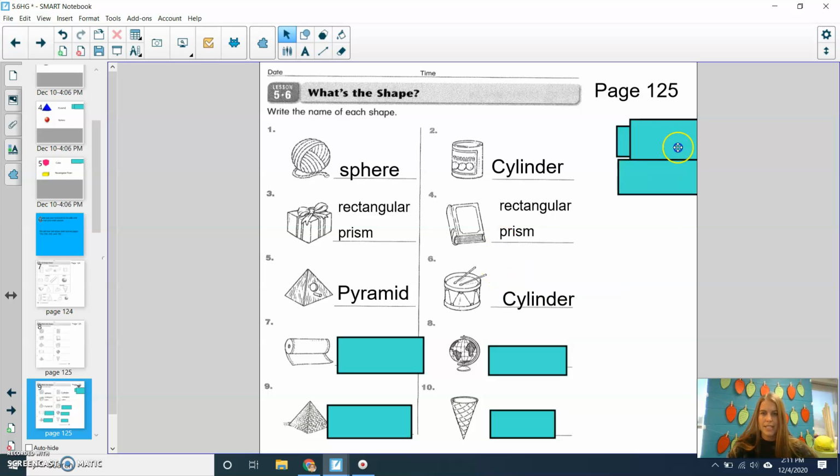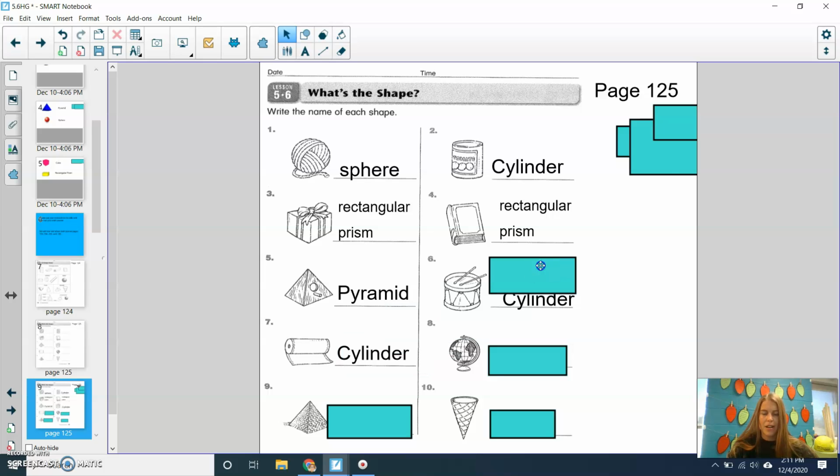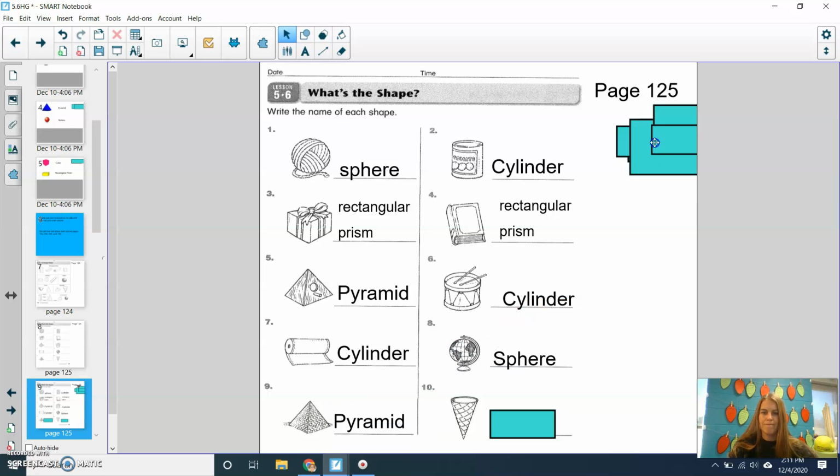Number 6 is a cylinder. Number 7 is also a cylinder. Number 8 is a sphere. Number 9 is a pyramid. And number 10 is a cone. So if you can double check to make sure that you have this page correct before moving on.